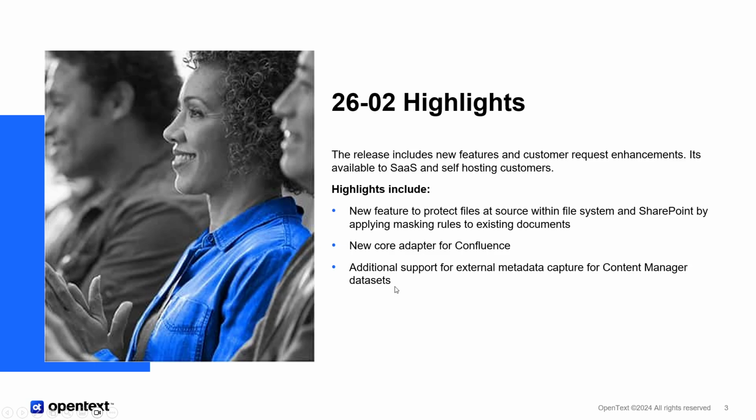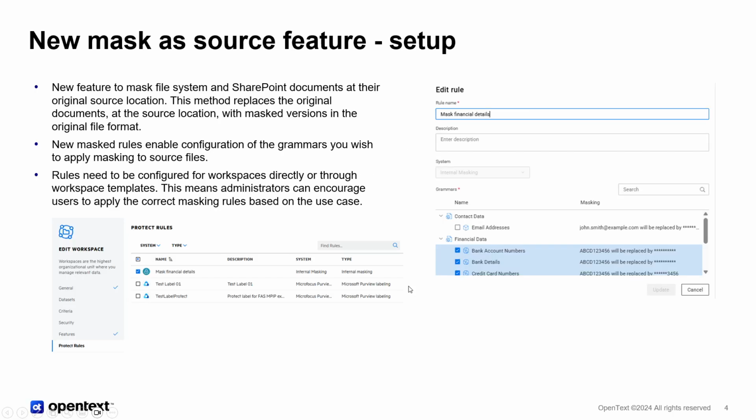Okay, so let's now drill down into the detail of each of these use cases. First of all, this is the new mask at source feature. This new feature uses the same grammar rules, and you can see them on the right hand side here, such as financial data, contact data, government data, driving license, any of those existing grammar rules that you have inside the product. You can now cherry pick those and then make a particular rule.